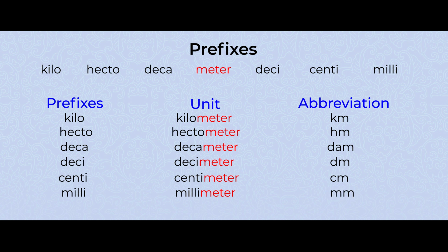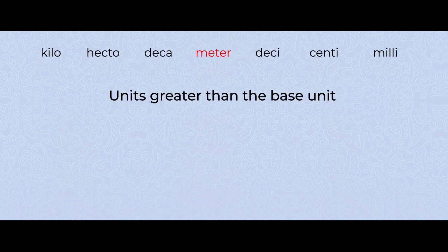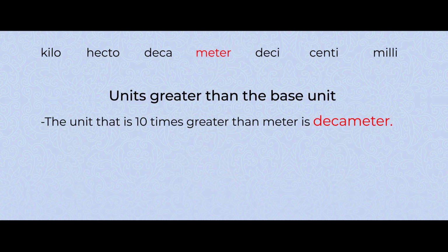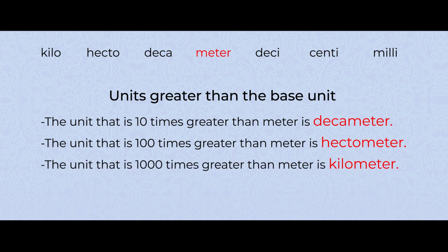Now, let's see which units are greater and smaller than the base unit. The unit that is 10 times greater than meter is decameter. The unit that is 100 times greater than meter is hectometer. The unit that is 1000 times greater than meter is kilometer.